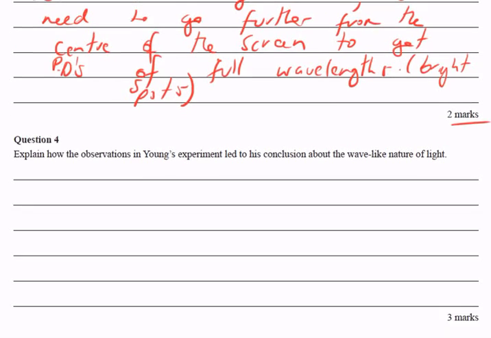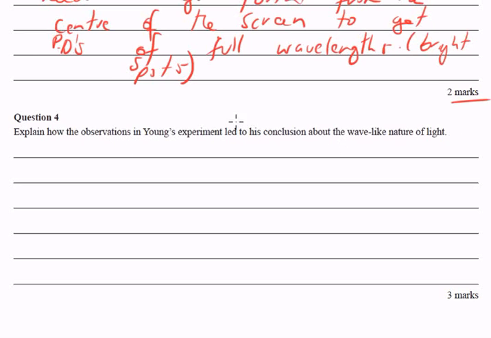Alright. Explain how the observations in Young's double slit experiment led to his conclusions about the wave-like nature of light. 3 marks, 3 dot points. So Young observed interference, he observed bright and dark fringes.